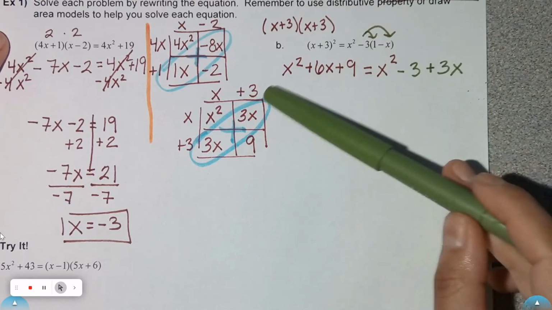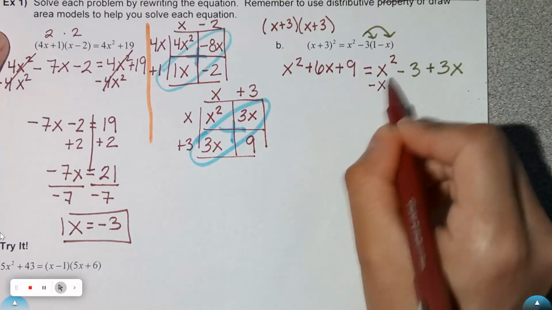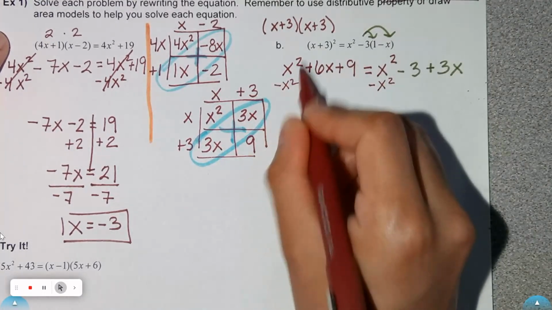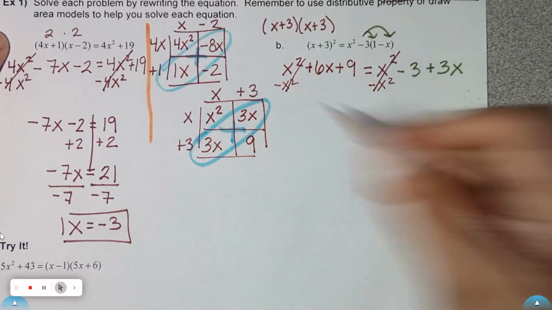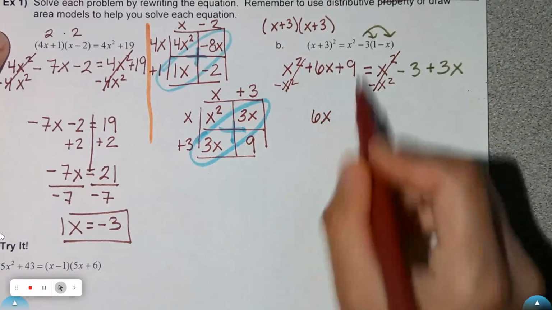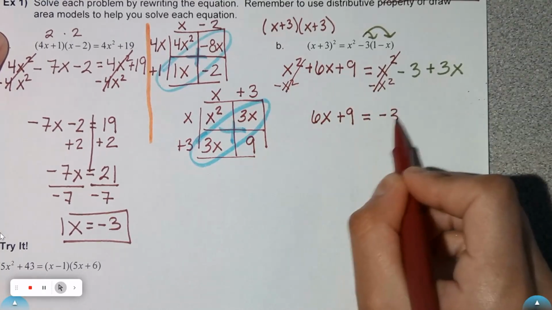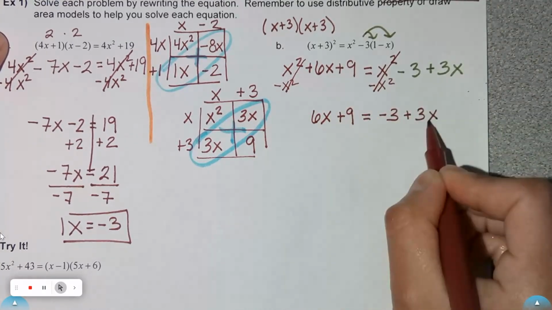But keep in mind, whatever you have squared should cancel. So you see how I have the x squared on both sides? That's great. It's going to cancel on both sides. So I'm going to subtract it from both sides so that it cancels. Whatever I have left over, I'll bring down. So I have 6x plus 9, my equal sign, and I have negative 3 plus 3x.